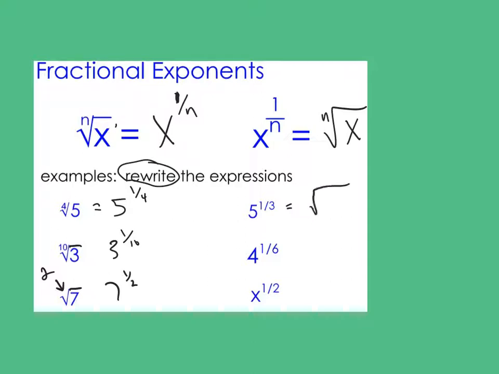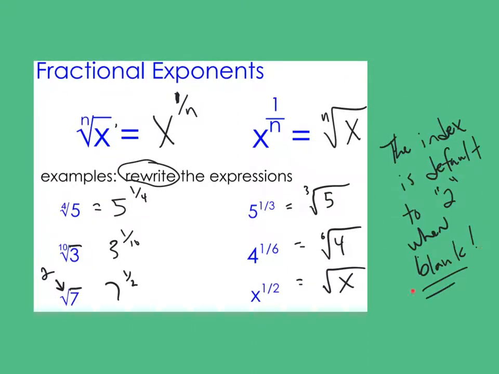5 to the 1/3 would be the third root of 5. 4 to the 1/6 would be the sixth root of 4. And x to the 1/2 would just be the square root of x. And notice I would leave the index blank, right? I would probably add this to my notes that the index defaults to the value of 2 when blank. So this value right here is a 2 when I don't write anything, in the absence of another. Otherwise, I must write the value, right? If there's nothing here, it's a 2.